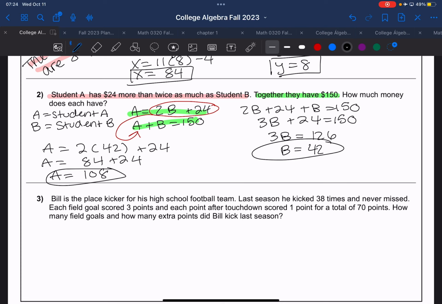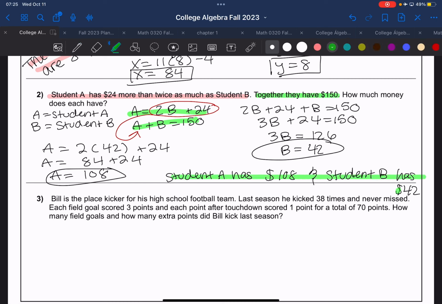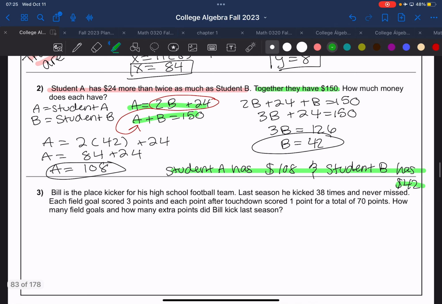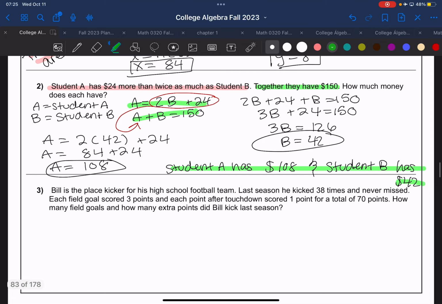So how much money does student A have? Good. And how much does student B have? So we would say student A has $108 and student B has $42. Again, this is my answer. Okay, any questions so far?